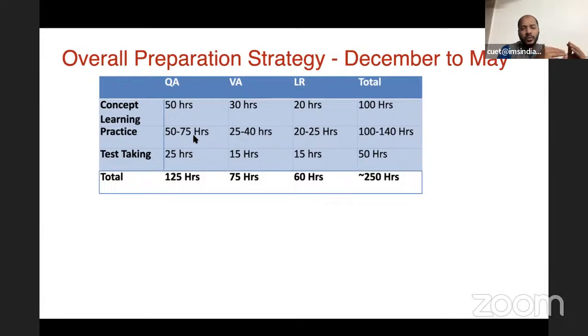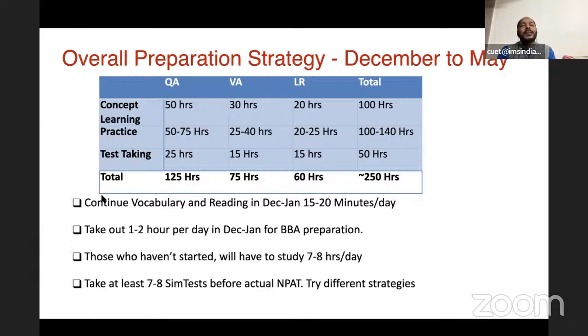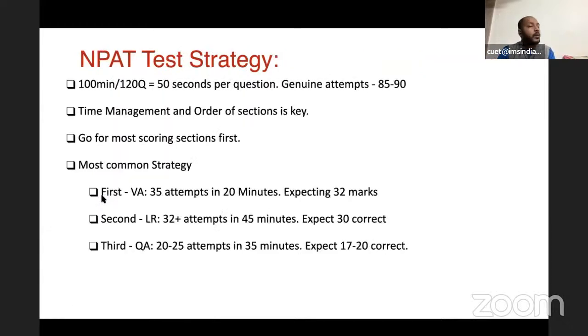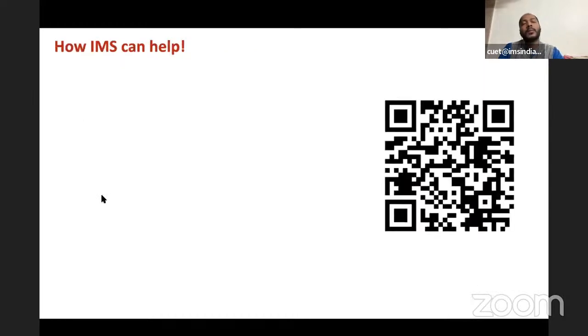So you study a chapter, you understand the concepts, then you practice questions, and then you do a timed testing. This is the most important part over here. If you're practicing for NPAT, timed practice is the most important, so that only then you'll be able to identify which question works the best for you, which question is time consuming, which question is not so time consuming.